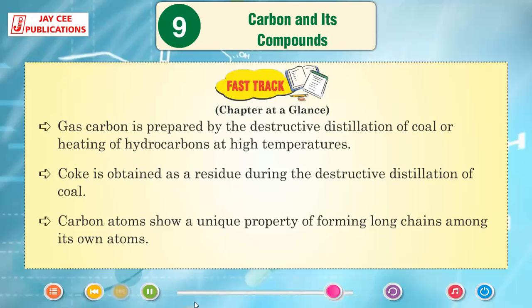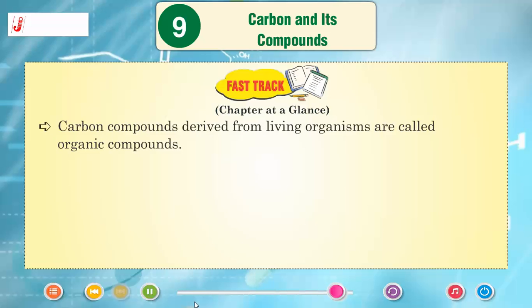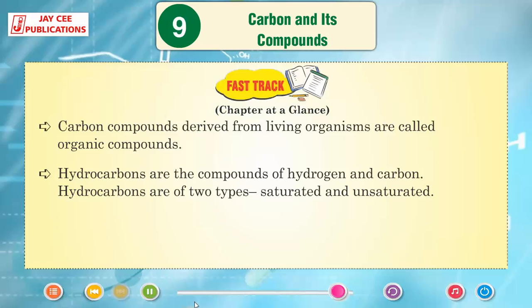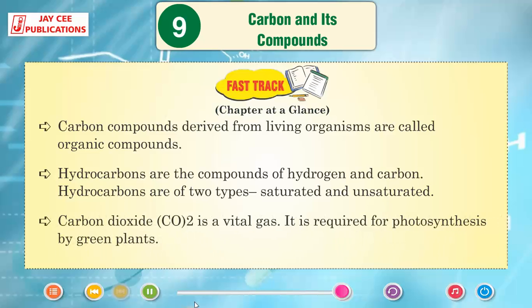Carbon atoms show a unique property of forming long chains among their own atoms. Carbon compounds derived from living organisms are called organic compounds. Hydrocarbons are the compounds of hydrogen and carbon. Hydrocarbons are of two types, saturated and unsaturated.